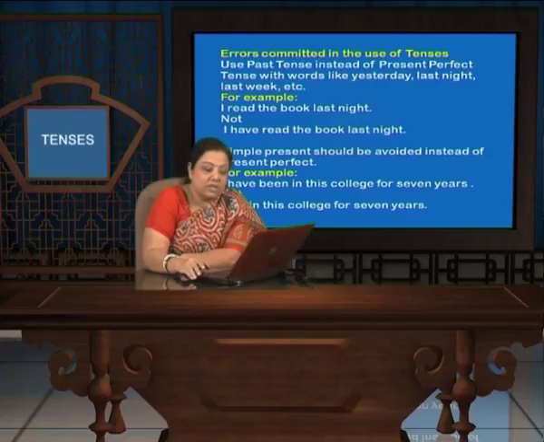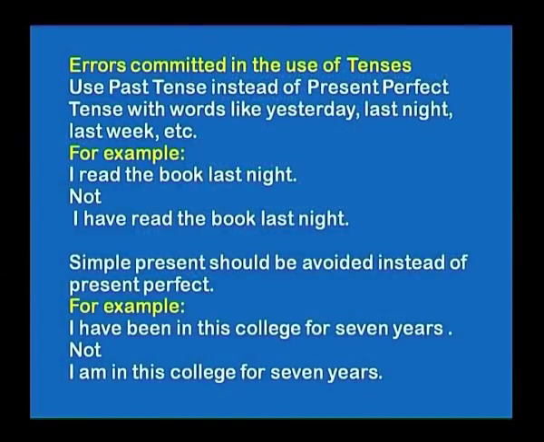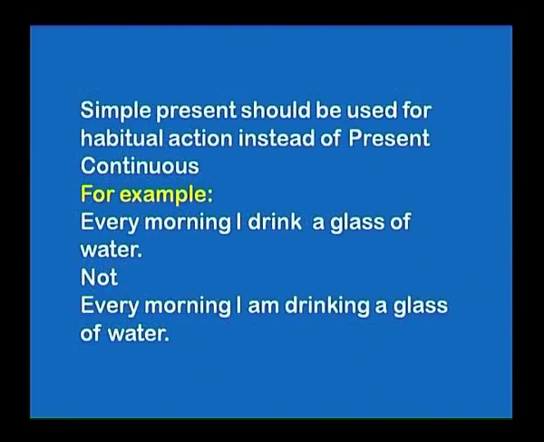Simple present tense should be avoided instead of present perfect. For example, I have been in this college for 7 years. We don't say, I am in this college for 7 years. Simple present should be used for habitual action instead of present continuous. For example, every morning I drink a glass of water. I don't say, every morning I am drinking a glass of water.